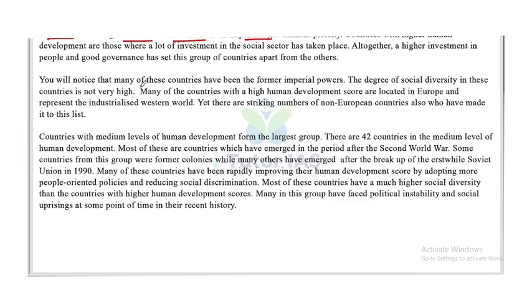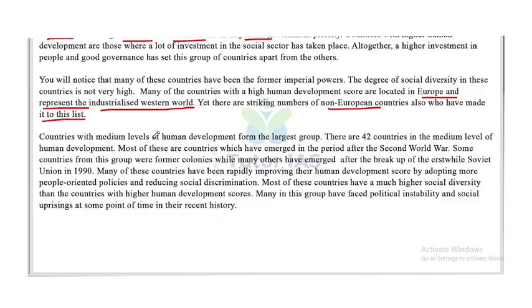You will notice that many of these countries have been the former imperial powers. The degrees of social diversity in these countries are not very high. Many of the countries with high human development scores are located in Europe and represent the industrialized Western world. Yet, there are striking numbers of non-European countries that have also made it to this list.